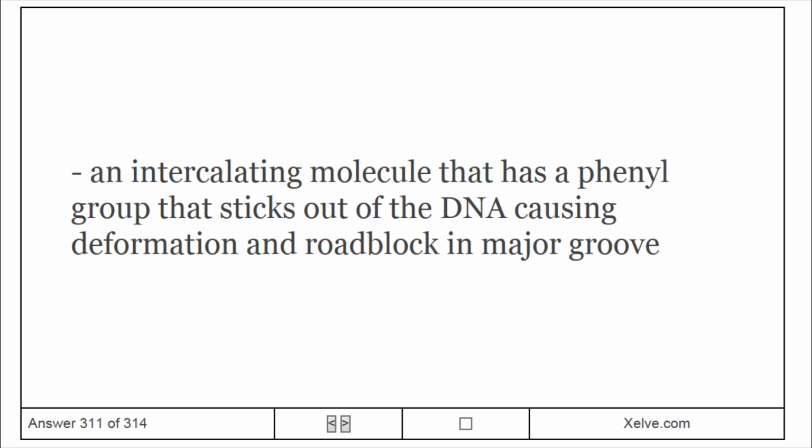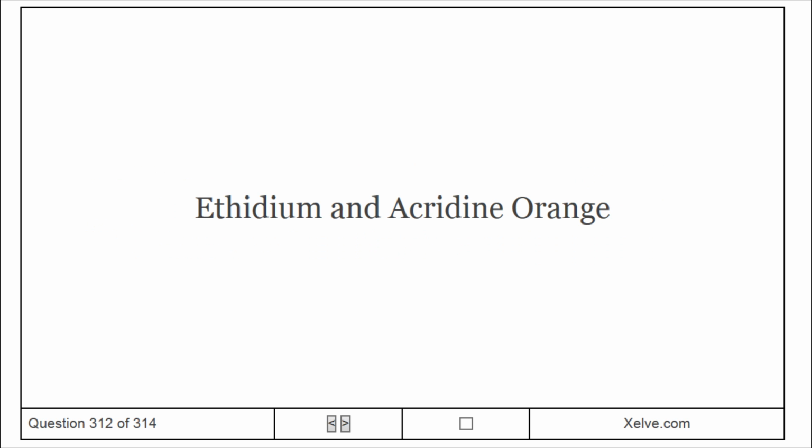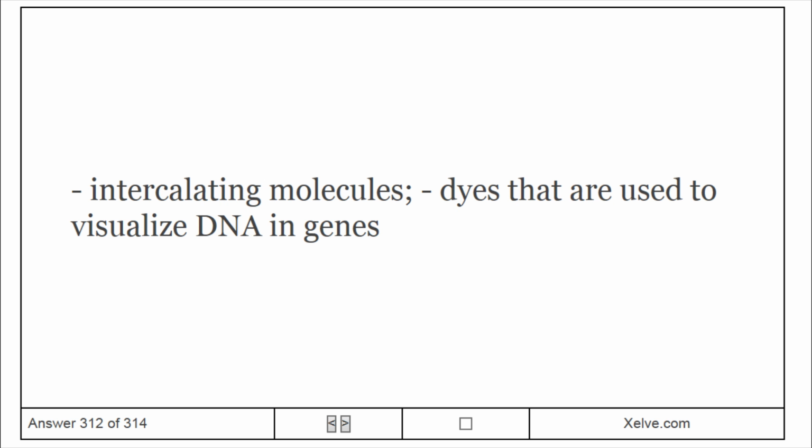Ethidium. An intercalating molecule that has a phenyl group that sticks out of the DNA causing deformation and a roadblock in the major groove. Ethidium and acridine orange are intercalating molecules, dyes that are used to visualize DNA and genes.